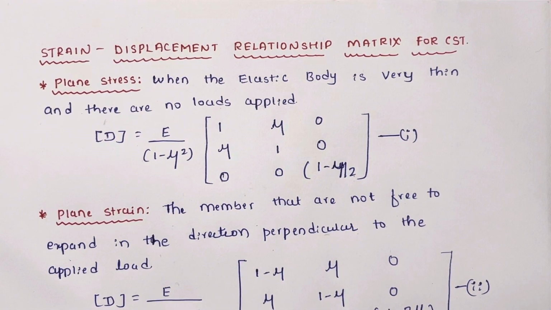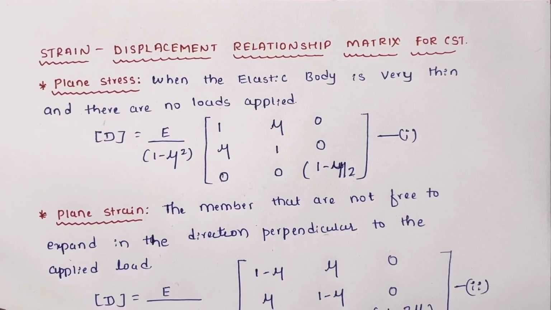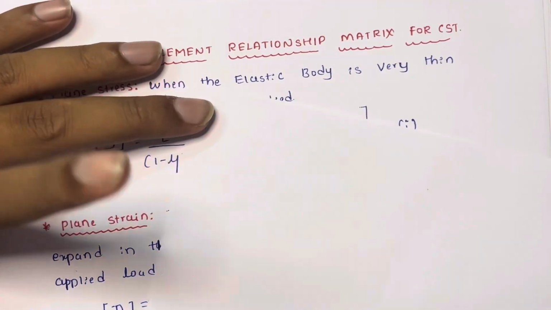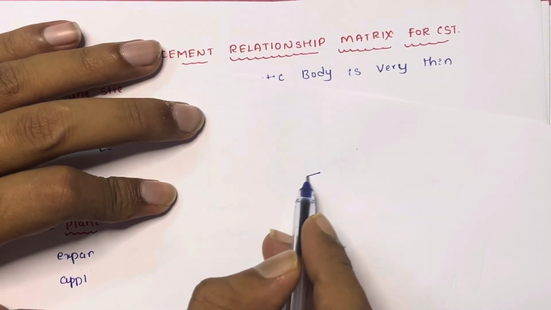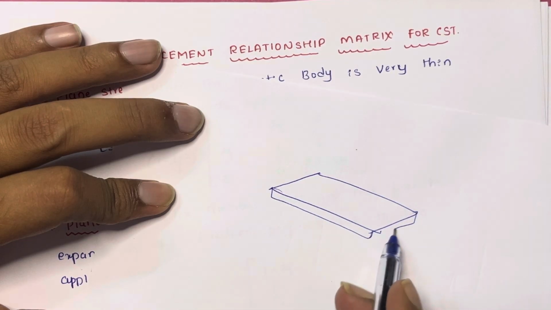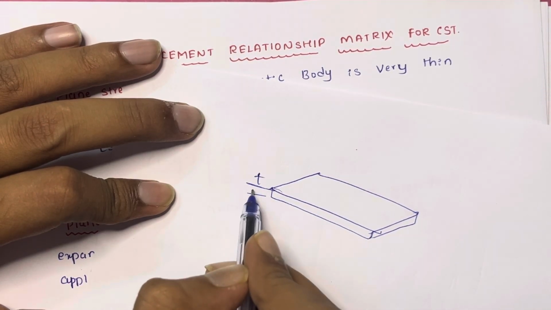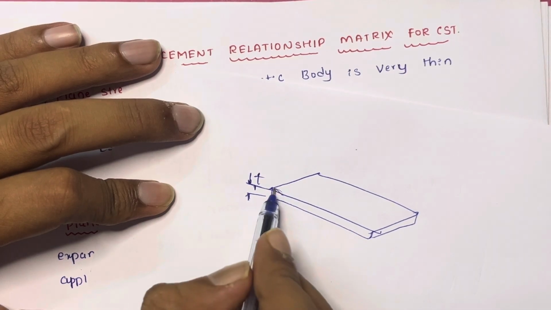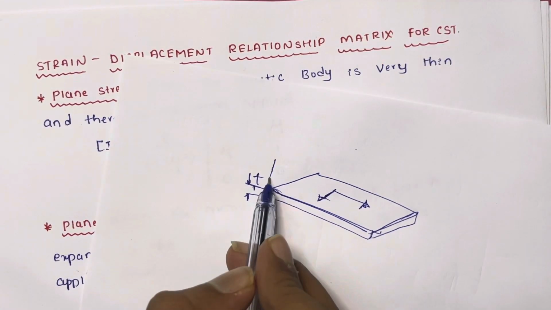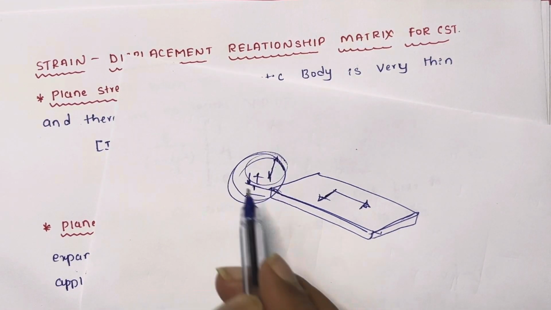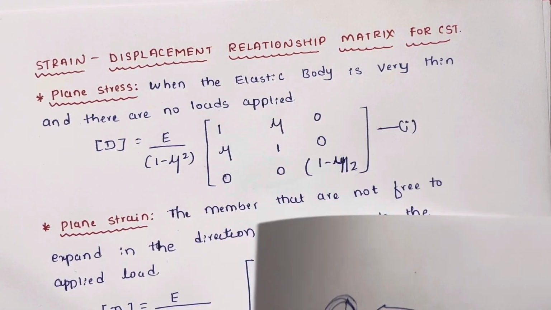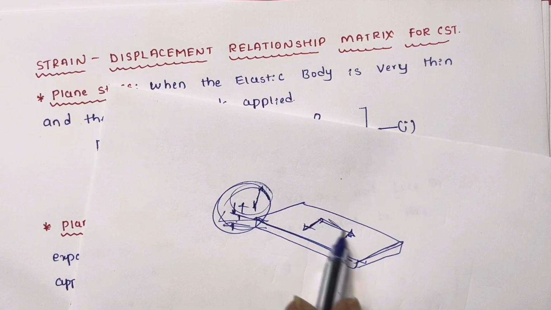I will show you an example. Suppose here we have one plate like this with small thickness. If this is the thickness T, in both directions we will have stress, but in this direction we don't have that stress, it is negligible, or we won't consider that stress. So we are going to consider only stresses in two directions.